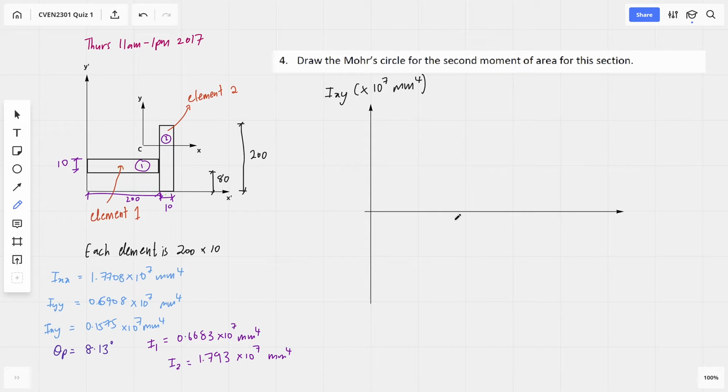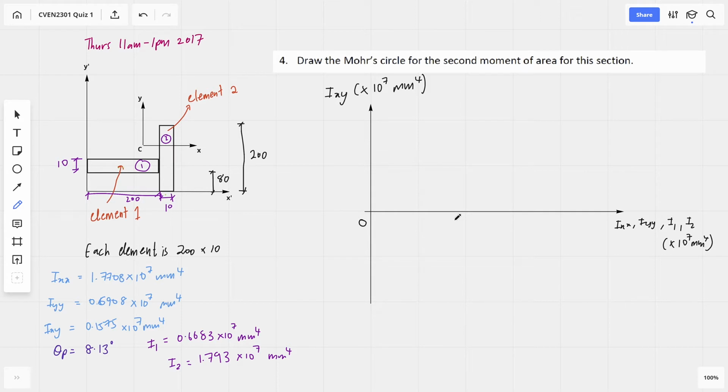And then the x-axis will be IXX, IYY, I1 and I2, and then the unit will be times 10^7, just because I've kept all of my significant figures consistent for that case. And then I put my, sorry, it's meant to be a 0, so I put my 0 here.